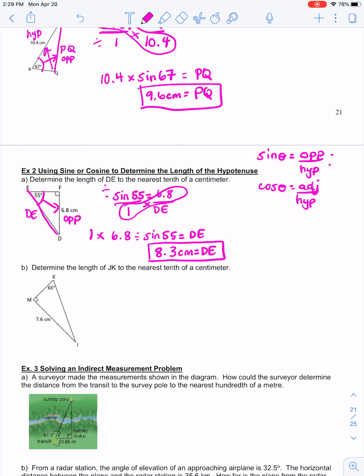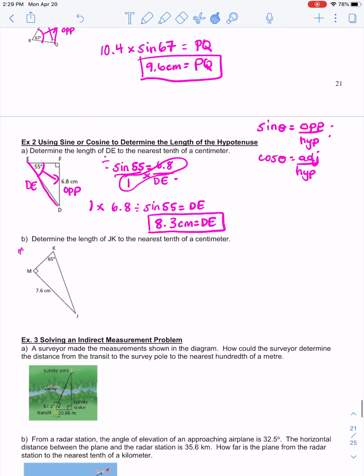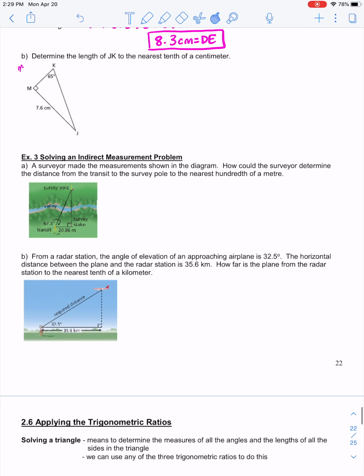So we are doing the exact same thing every time. It doesn't matter where our unknown value is. I'm just going to set it equal to a ratio, and then cross multiply and divide. So part B is the same. I'm going to let you do B on your own, and we're going to keep going to example 3.